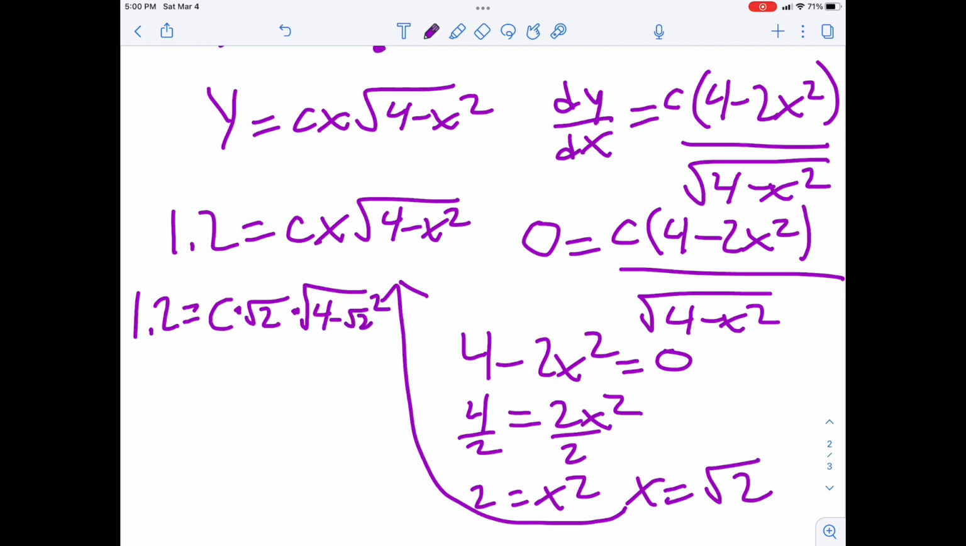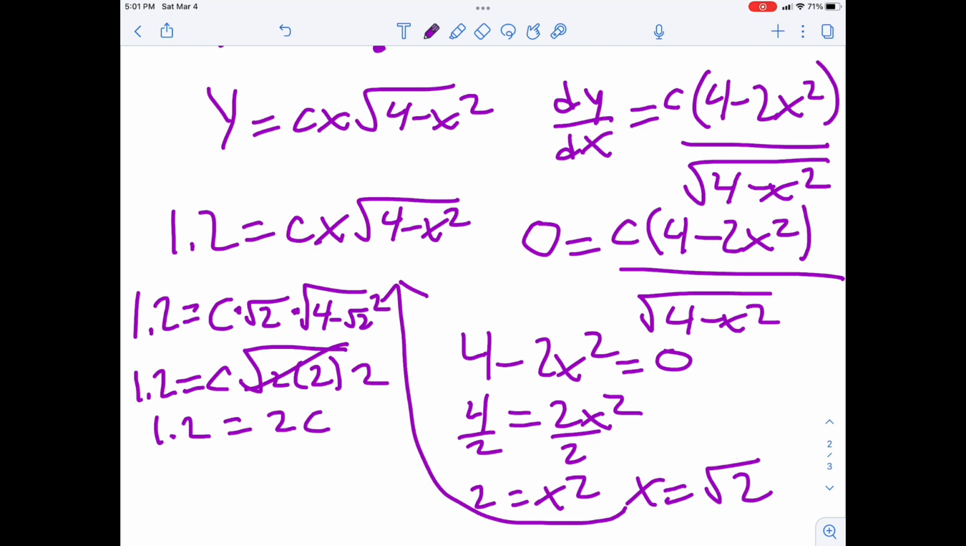To clean this up a little bit, I'm left with 1.2 equals c, and then the square root of 2 times 4 minus, well, root 2 squared is just 2, and 4 minus 2 is 2, so 2 times 2. And this is just the square root of 4, which equals 2. So I'll cross that out and write a 2. So I'm left with 1.2 equals 2c. Now all you have to do is divide both sides by 2, and you're left with c equals 0.6.